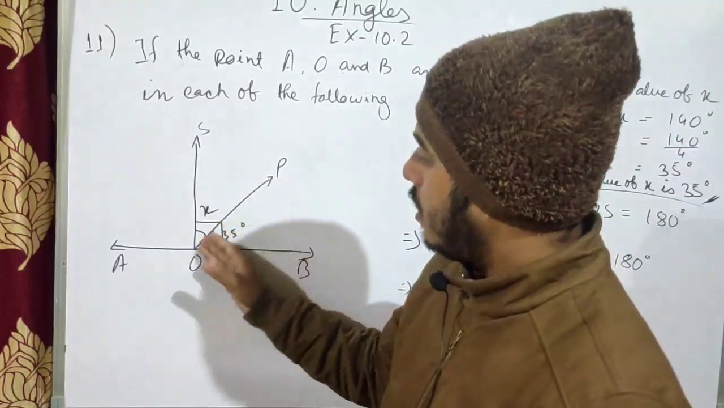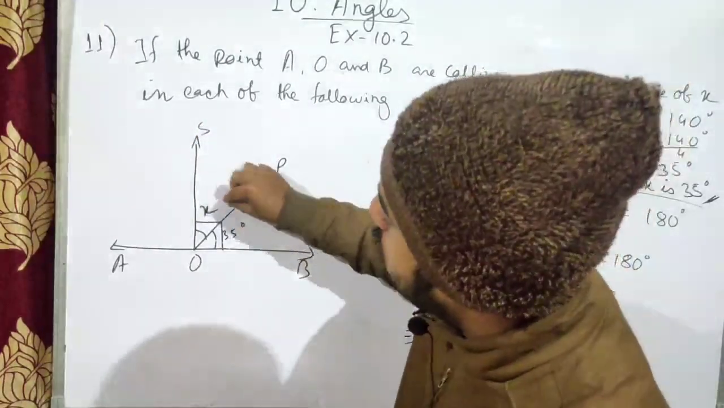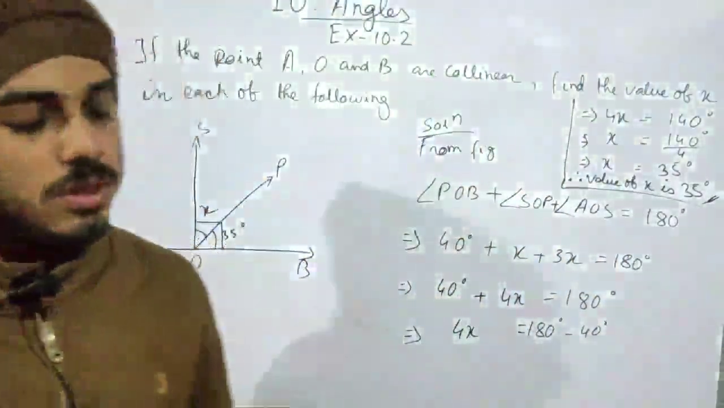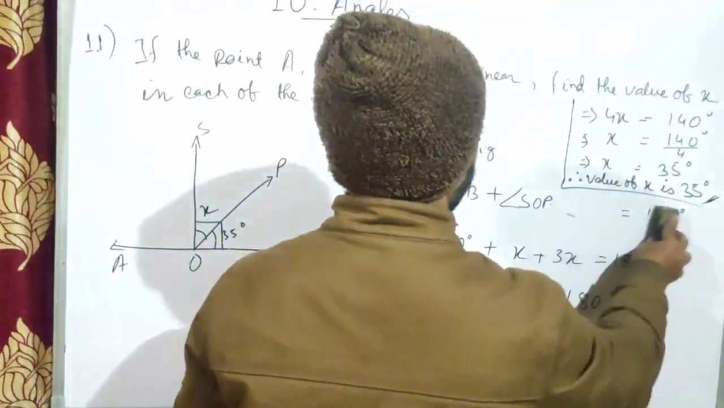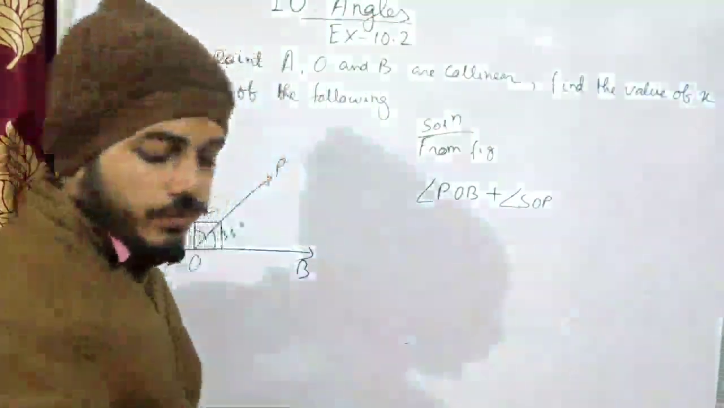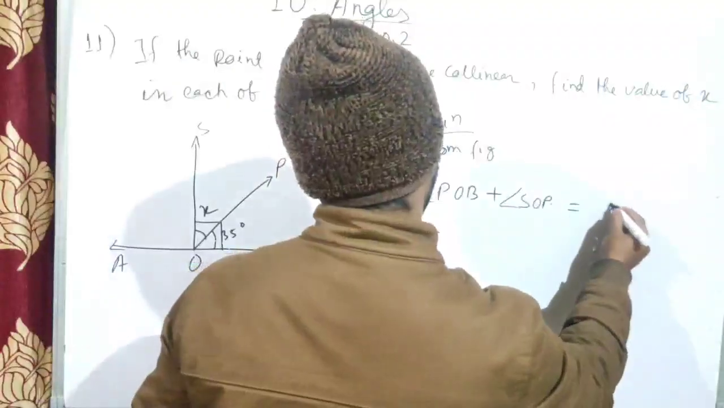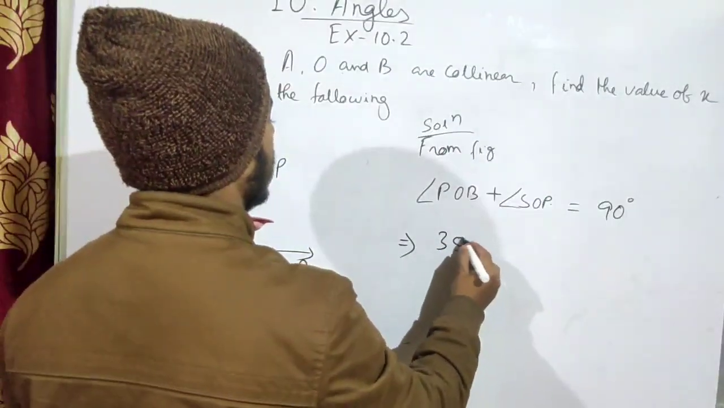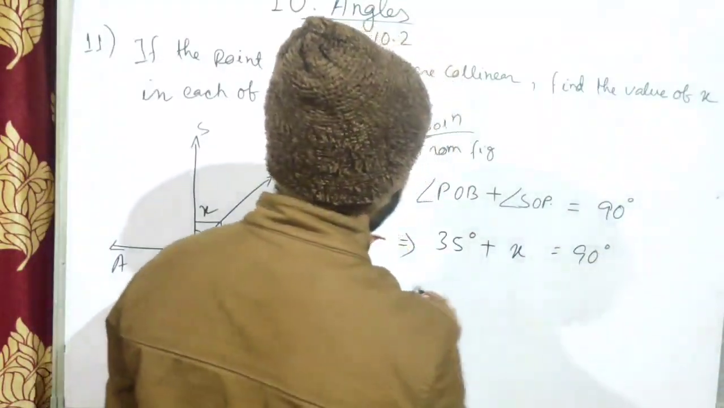So now look, first angle is POB, next is SOP. Now if we add these two angles, then the result will be 90 degrees, isn't it? So look at the book. Same from figure, angle POB plus angle SOP equals 90 degree. Now the value of POB is 35 degree. Next, SOP value is x. So 35 plus x equals 90 degree. Clear?